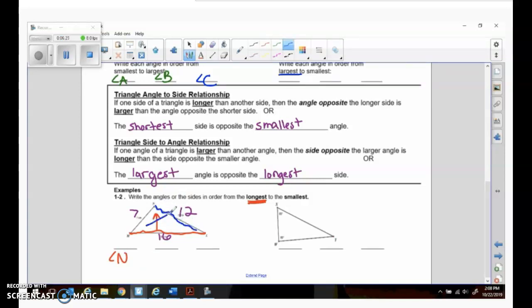Next we're going to look at NL, so opposite of that would be angle M, and you can guess what comes last. It is side NM. Then we have an arrow pointing at angle L.